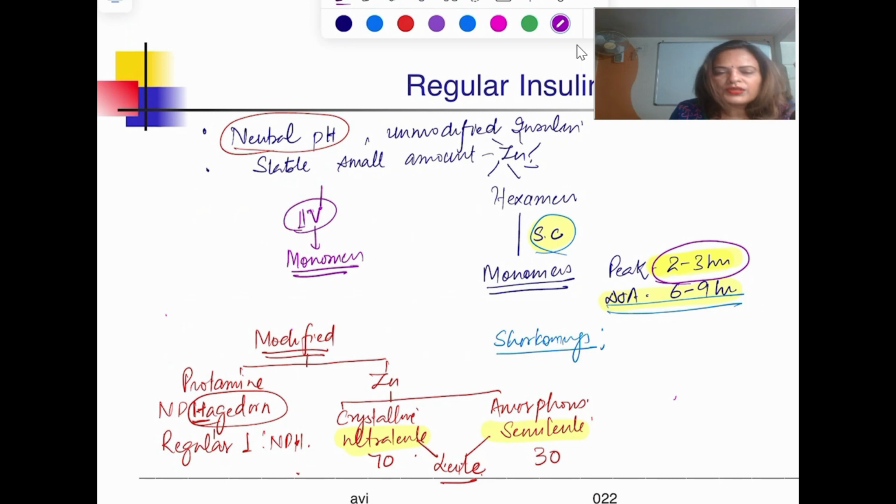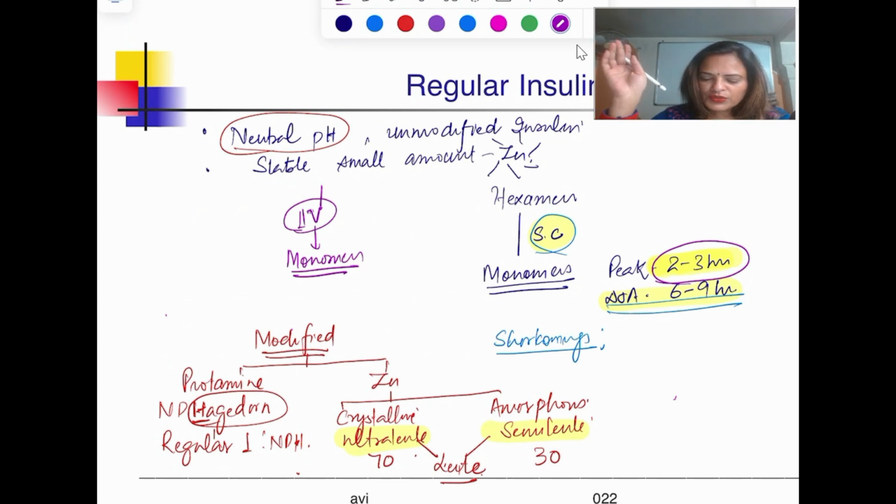So this is regular insulin, the only insulin which we give by IV route. During an emergency, which insulin is to be preferred? It is regular insulin. Why regular insulin? Because this is the insulin which we can give by IV route.